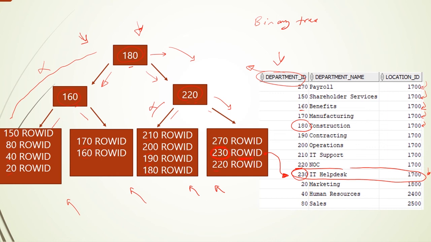If you want to search, for example, on department 40, you will go to the root. Is 40 smaller than 180? Yes. So don't go to the right, go to the left. Is 40 smaller than 160? Yes. Don't go to the right, go to the left. So this is the 40 department ID, and this is the row address. It's just pointing to the row in the table. So this is how an index works in Oracle. It is very similar to an index at the back of a book.